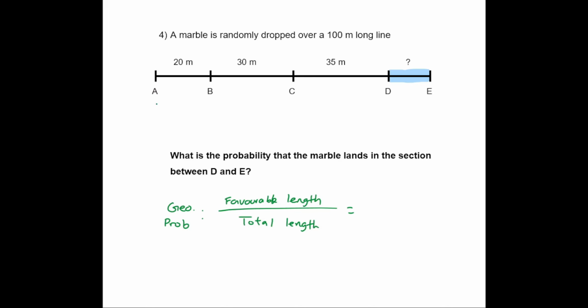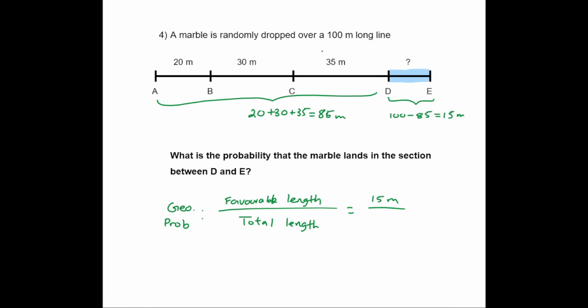So if I know that this section right here from A to D is 20 plus 30 plus 35 meters, that comes out to 85 meters. And I know in total this line is 100 meters. Then from D to E, this length is 100 minus 85, which is 15 meters, right? So my favorable length, that section between D and E, is 15 meters.